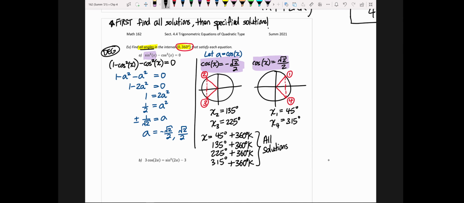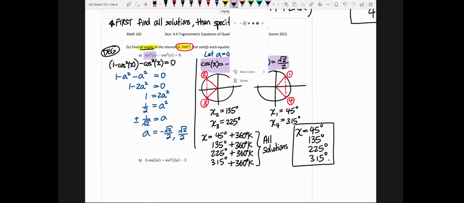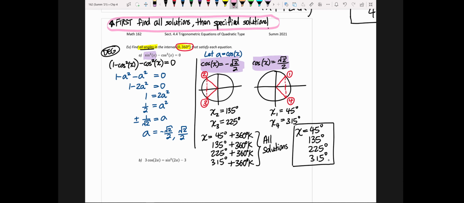Okay, when the problem is looking for specified solutions, now in the final step, we can list the solutions that are between 0 and 360 degrees. So for this problem, it may seem that we didn't need step 3. However, we want to get in a habit of always finding all solutions first and then specified solutions. Because there will be times where if you don't get all solutions first and you jump to get the specified ones, you may end up leaving out solutions or including solutions that don't belong.